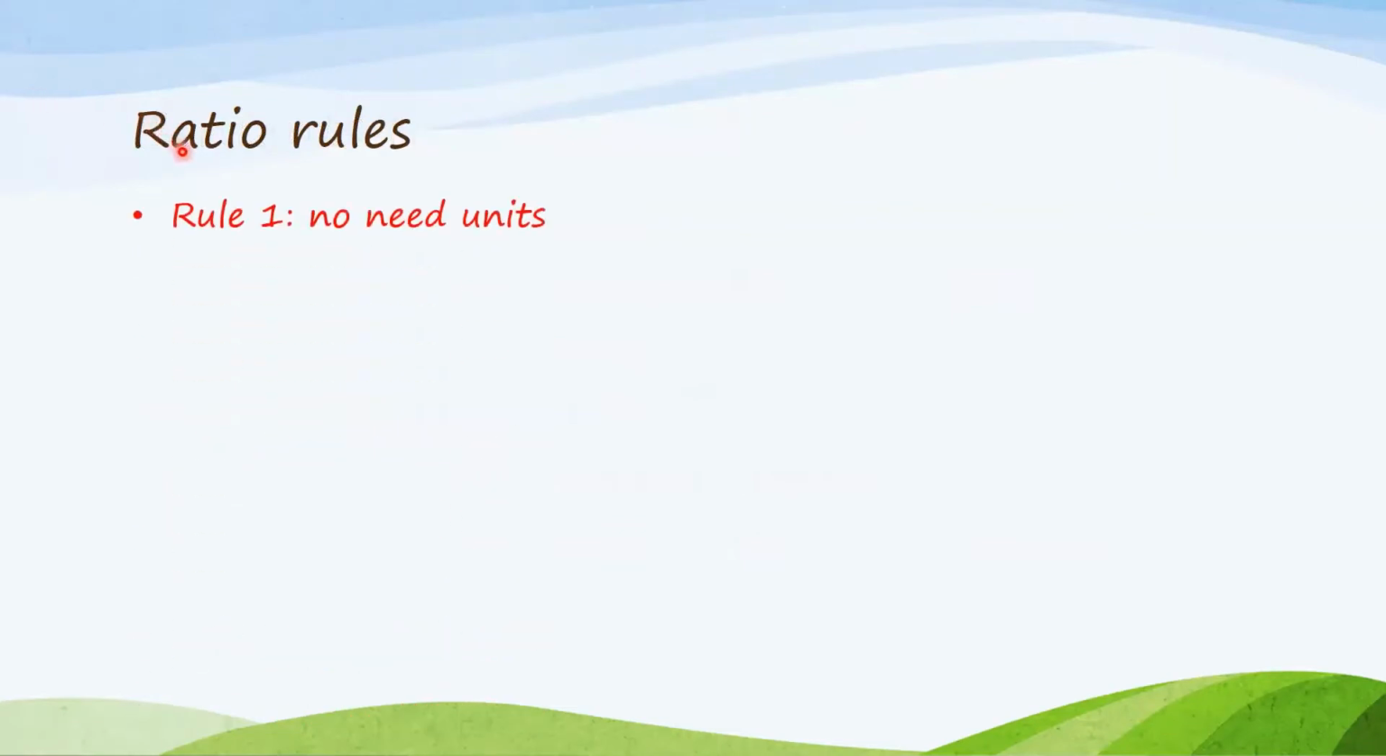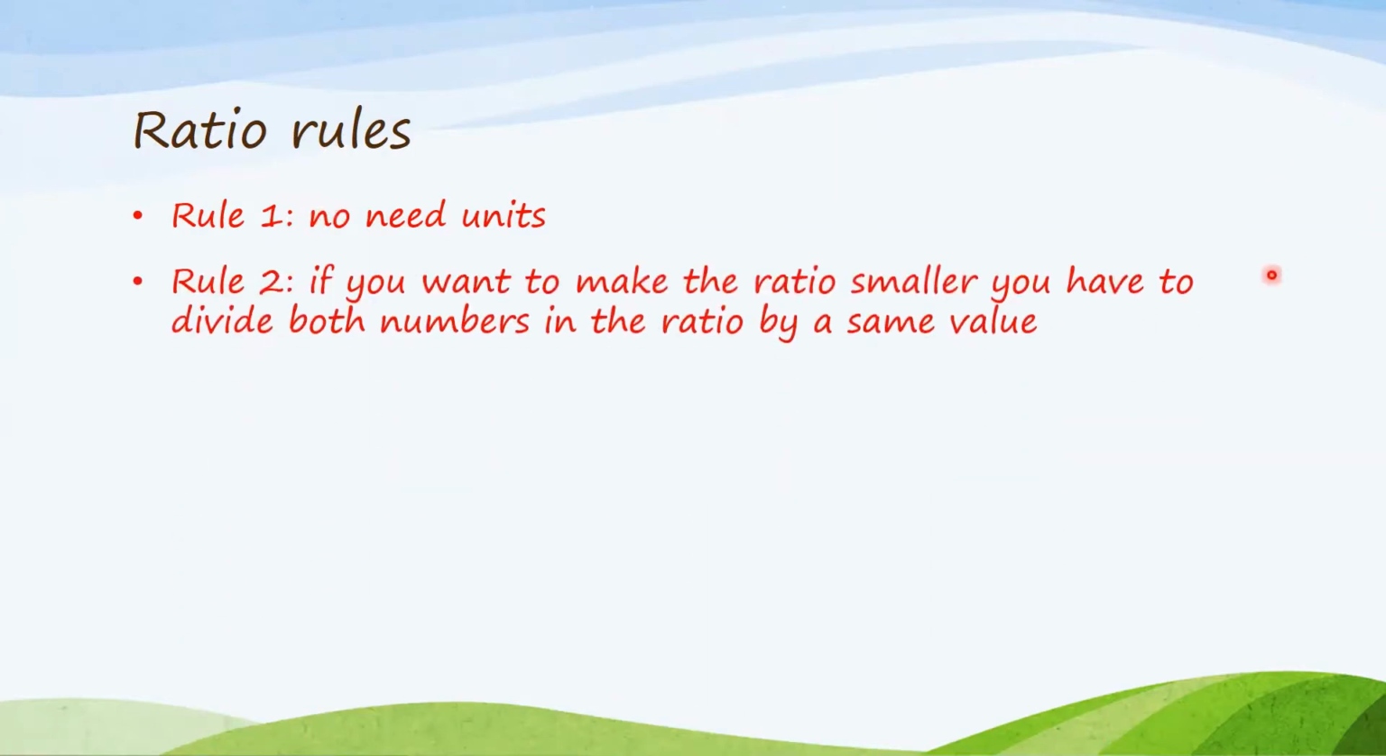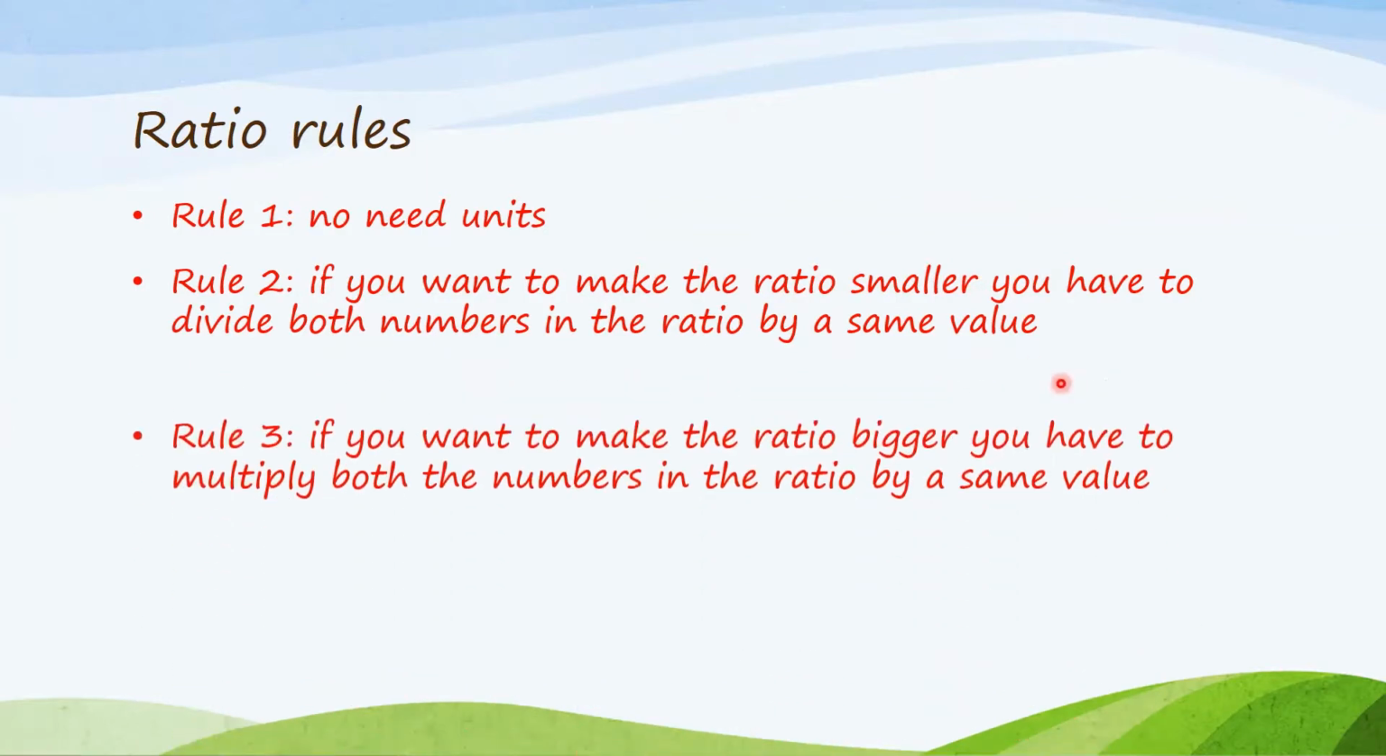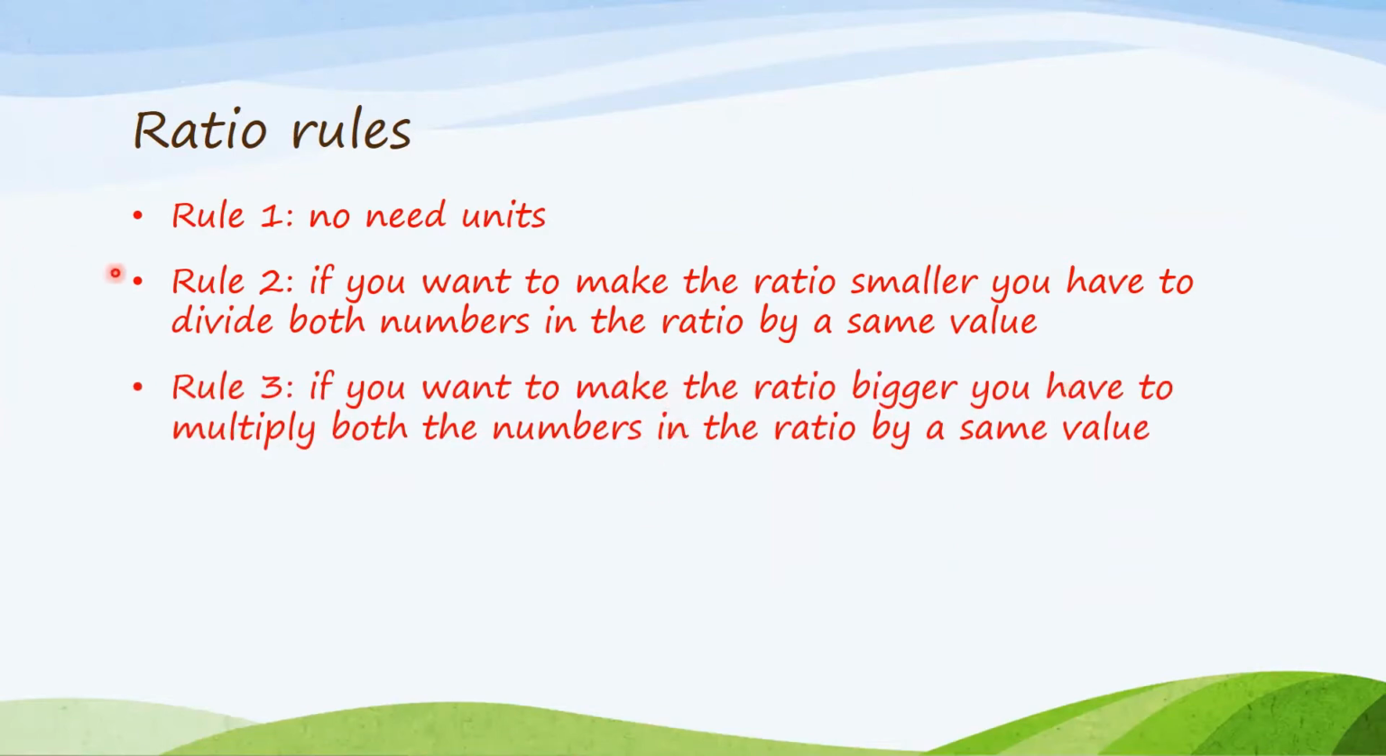Ratio rules. Rule number 1, we do not need units. Rule number 2, if you want to make the ratio smaller, you have to divide both numbers in the ratio by the same value. You may be really confused, but I'll explain it later. Rule number 3, if you want to make the ratio bigger, you have to multiply both numbers in the ratio by the same value, but you cannot add or minus.